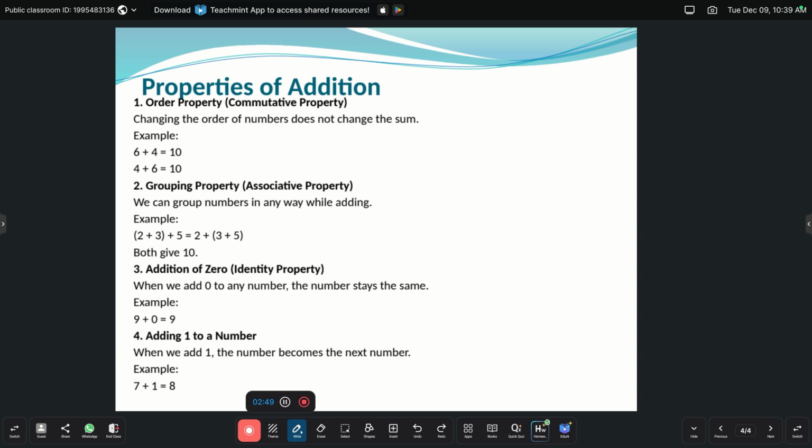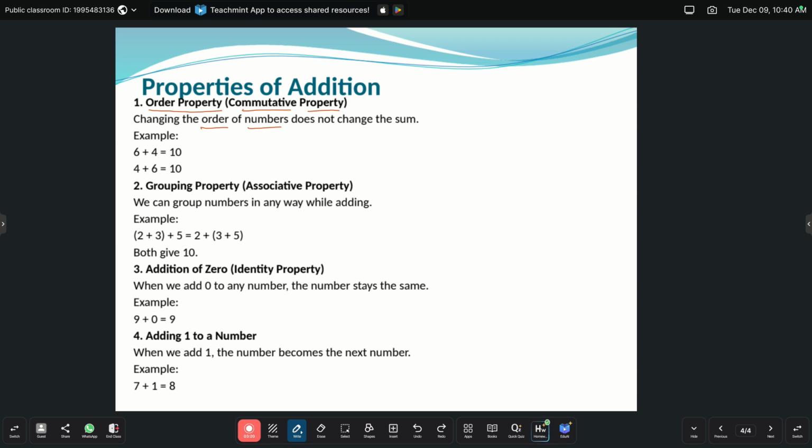Now let us discuss some properties of addition. The first property is the order property, or the other name for order property is the commutative property. Commutative or order property means that if we change the order of numbers, their sum remains the same.